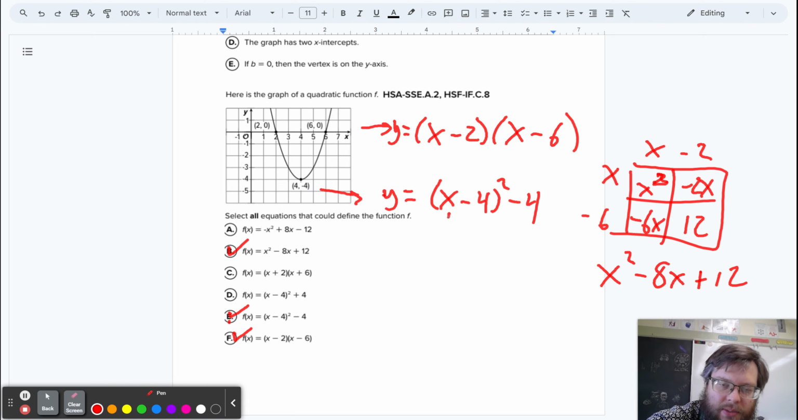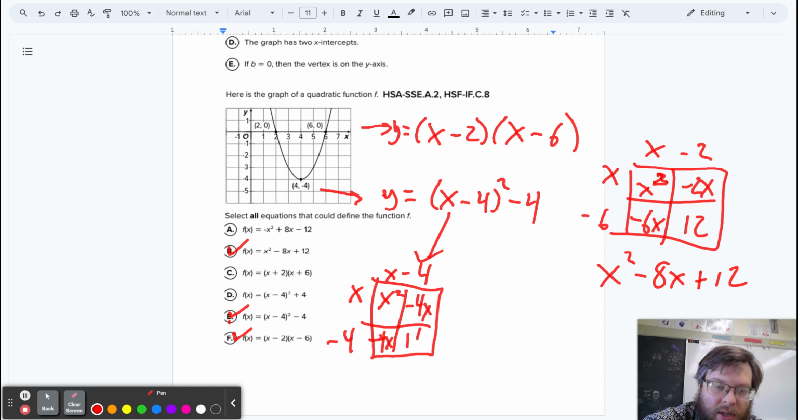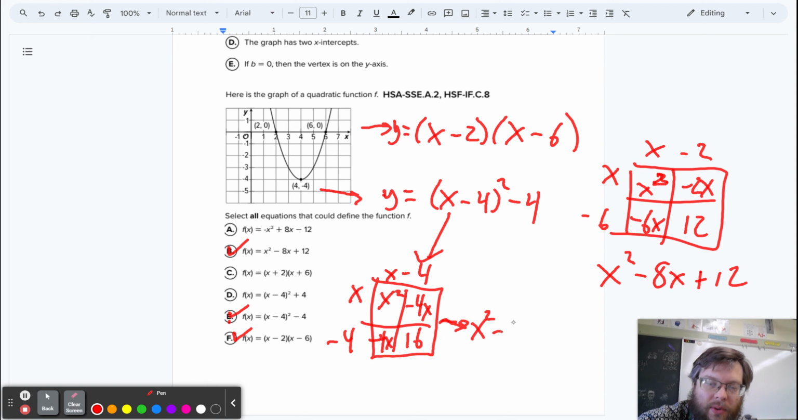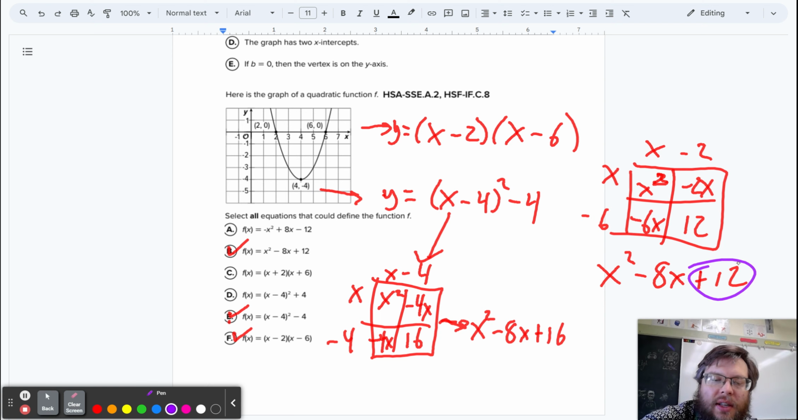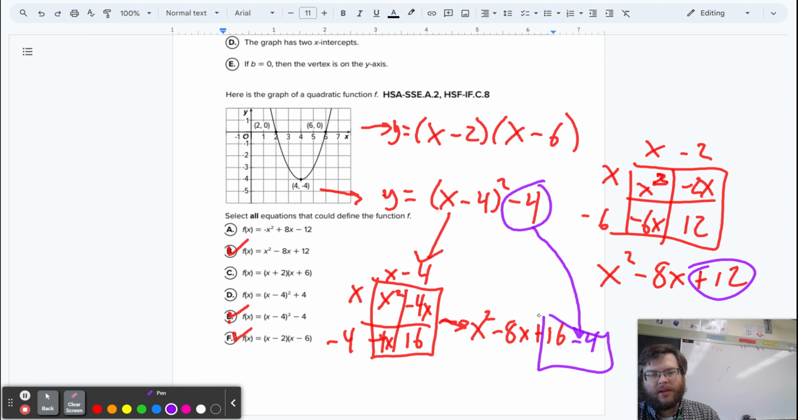By the way, just as a bonus fact, you could have taken your x minus 4 squared like this, and done x times x, x times negative 4, x times negative 4, and negative 4 times negative 4, and you could have gotten x squared minus 8x plus 16. And you might be saying, well, that's different because I thought that we had 12 instead of 16. Well, the way that you get down to 12 is you bring your negative 4 into the problem, and you can see that 16 minus 4 also makes 12. So there you have it.